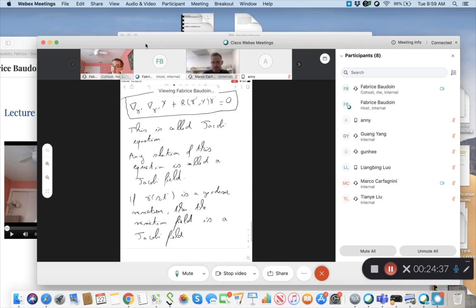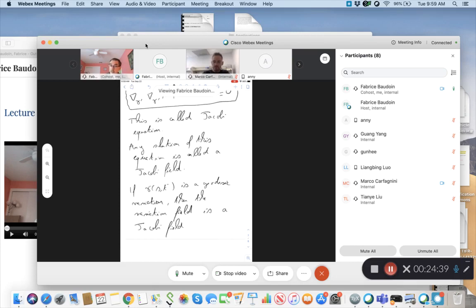So this is not difficult. You see, my computations were not very involved. I just commute some covariant derivative, and I get almost straight away the Jacobi equation. So don't be scared by the Jacobi equation. It's actually a simple object.